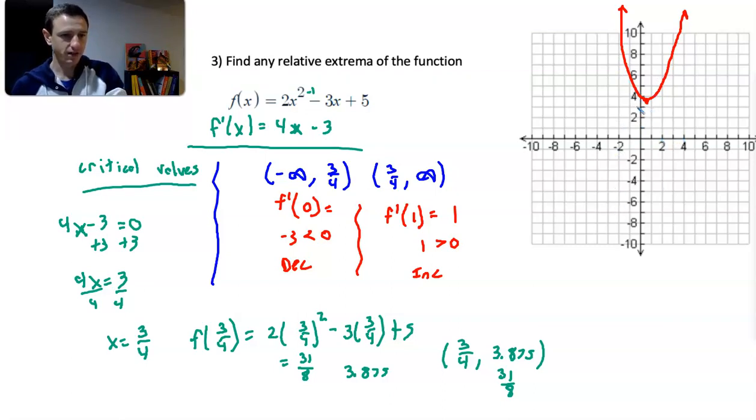But since we decided that this is a bottoming out point, this point is going to be a relative minimum. And we don't have a relative maximum because we took the derivative and we only had a single critical value. So that's going to be the only critical value there. So relative min, and there's the graph.